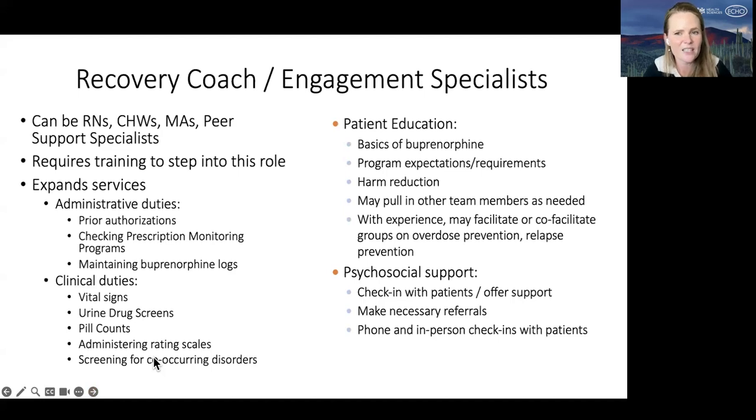In terms of the recovery coach or the engagement specialist, again, this could be a variety of professions. It is important that they receive specialized training to step into this role because there isn't any kind of profession that hits the ground running here. It's a very multifaceted role. And the overarching pieces here are making sure that this person is expanding services and is providing patient education and psychosocial support. So that can look different with each clinic and with each patient, but generally administrative duties might include things like covering prior auths and checking PMPs, prescription monitoring programs. On the clinical duty side, maybe urine drug screens, administering rating scales.